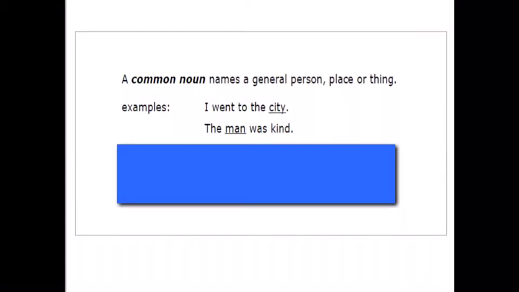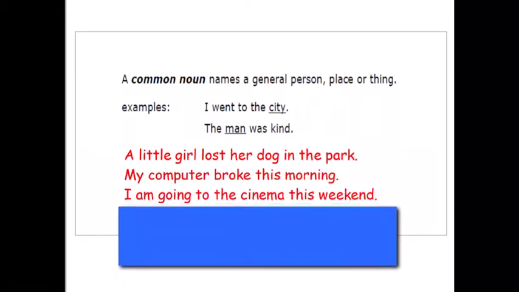Common nouns. A common noun is the name of a general person, place, or a thing. For example, I went to the city, and the city is the common noun, it's the place. The man was kind, man is the person, it's the common noun. You will notice the common nouns begin with a small letter, not a capital letter. Let's look at a few more examples.